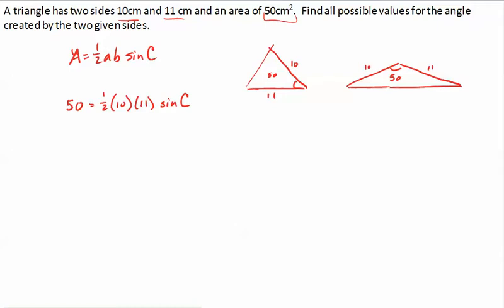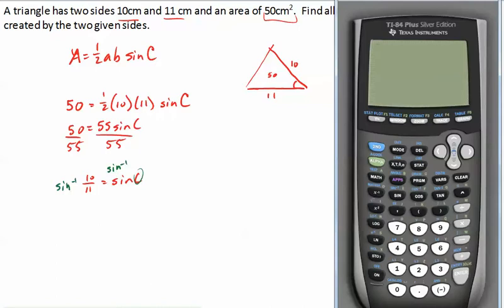And so we're going to go from here. We're going to go, okay, 50 equals, half of 10 is 5, times 11 is 55, sine C, and from there we divide both sides by 55, and I got 50 over 55, or in other words 10 over 11, because they're both divisible by 5, equals sine C. Now at this point I need to get rid of the sine because I'm trying to find C, so I'm going to do the arc sine, or the inverse sine. I don't know why it's the arc sine, but it doesn't really matter. So the arc sine or the sine inverse of both sides, and that I don't know how to do in my head, and so I'm going to go ahead and do it here.